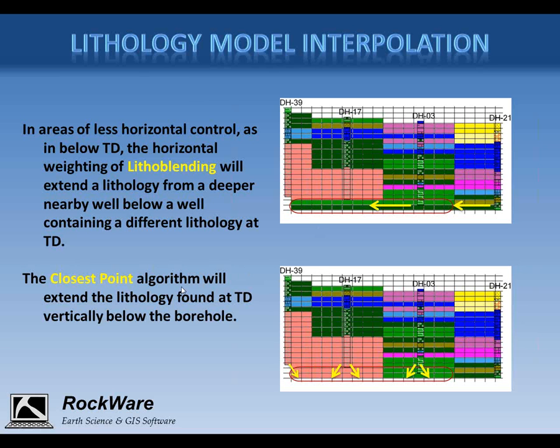Whereas if we were using a closest point algorithm, we're right here below total depth of drill hole 17, but the pink one's closer, so we're going to assign it a pink color. Now, some of our lithology models need to honor this. If we have a vertical stock or some kind of vertical unit that we don't want the horizontal weighting to apply to, then closest point is a good method to use for that type of model.